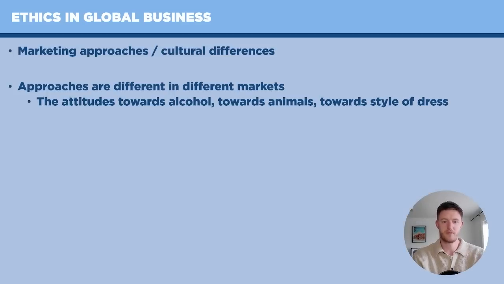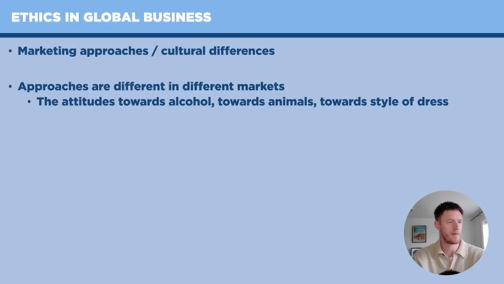Marketing approaches then have to be considered as well. So think about whether some products may become more niche market, more mass market. So attitudes towards alcohol is a big factor. It's a niche market product in certain countries where there isn't great deals of alcohol consumption. Attitudes towards animals is a big factor as well.